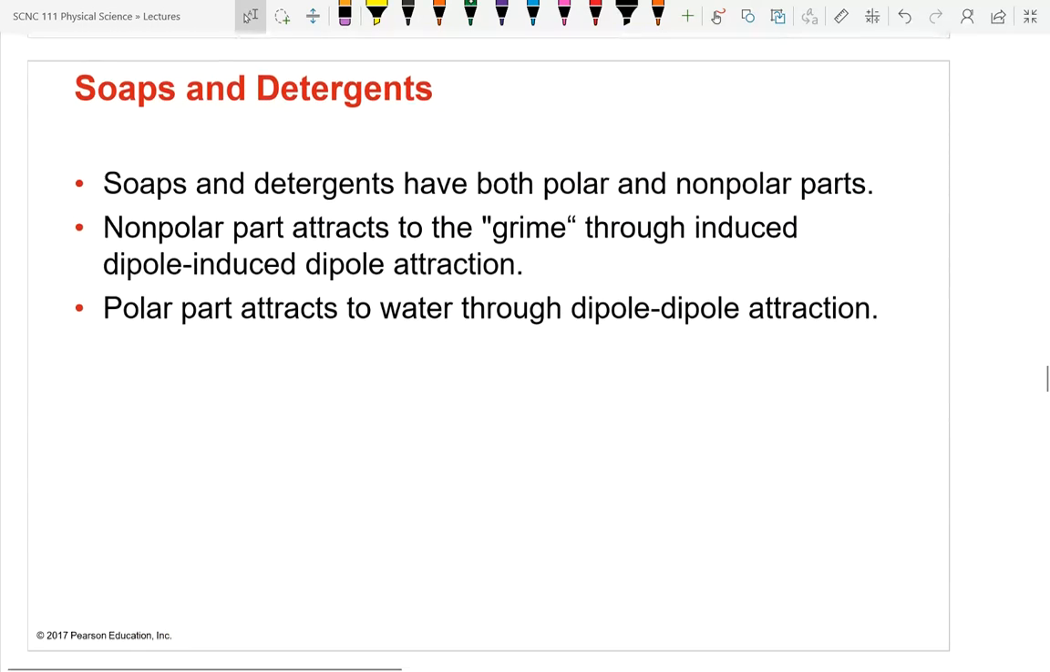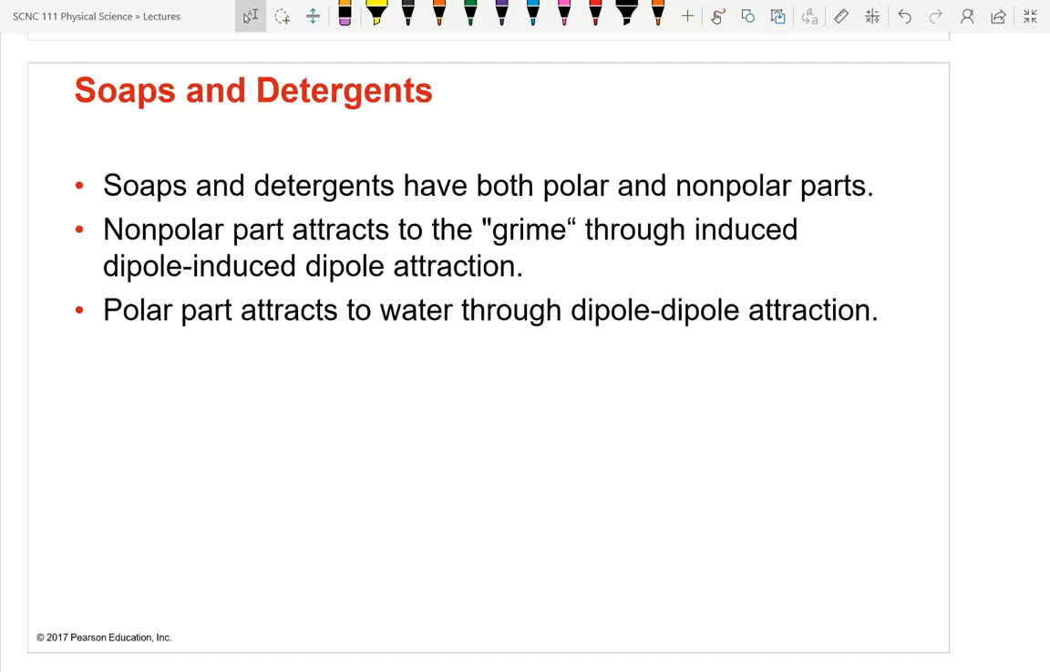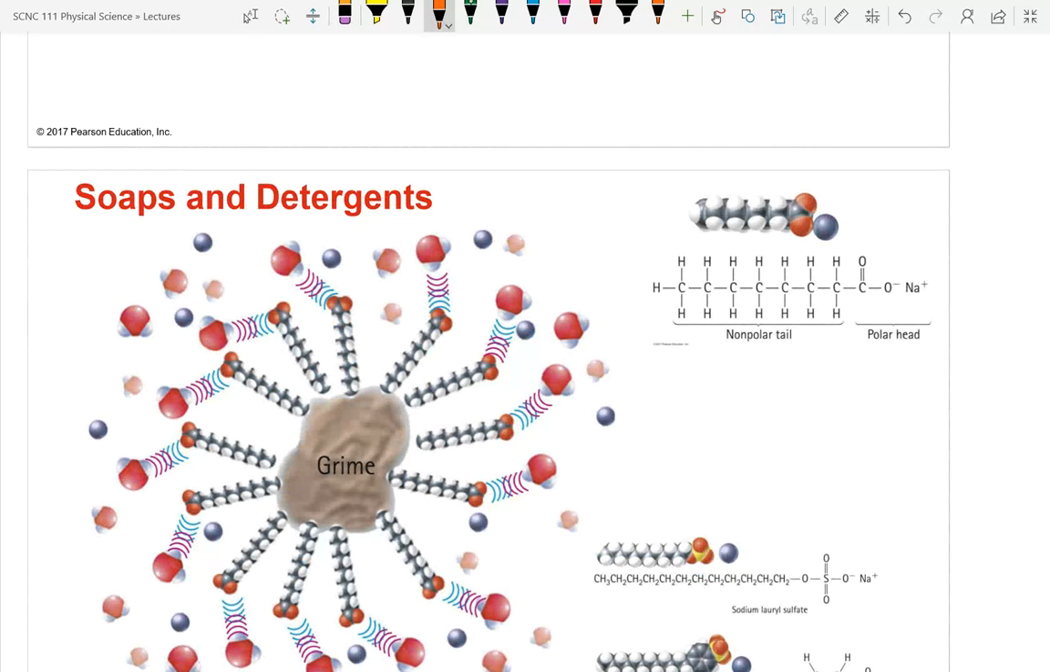I want to get to this last thing. We won't do the clicker question, obviously, but soaps and detergents work by taking advantage of polar and nonpolar molecules. A soap or detergent has one end that is polar and a tail, the entire tail, that's nonpolar. And what happens when you put a soap or detergent in your water is that the water is attracted to the polar end because water molecules are polar. But the other end is pretty much not going to interact with the water. When it comes in contact with the grime, it will have a very weak induced dipole attraction to the grime.